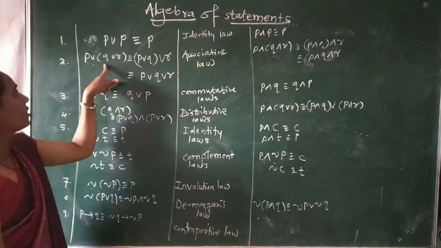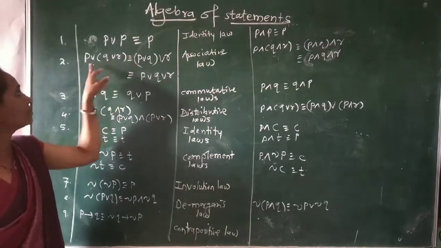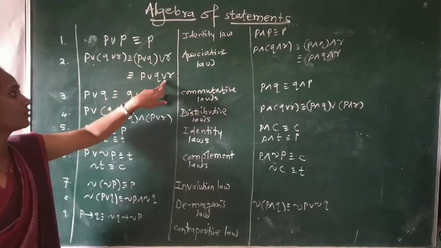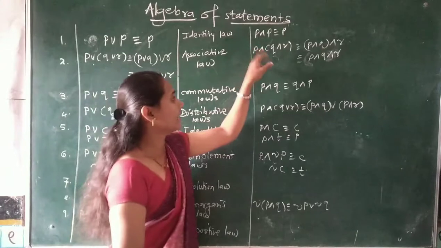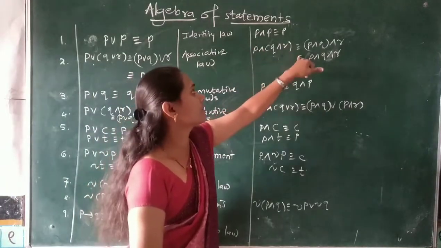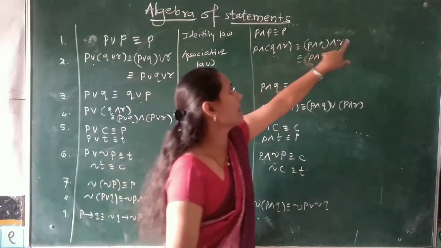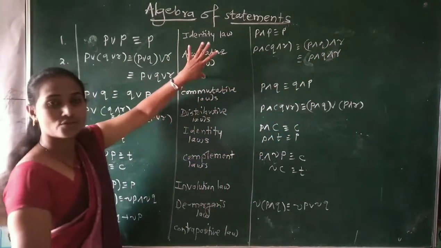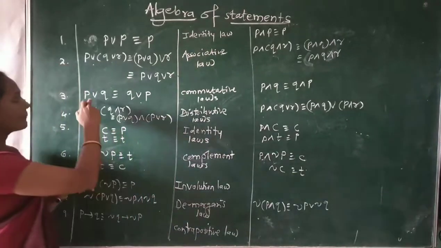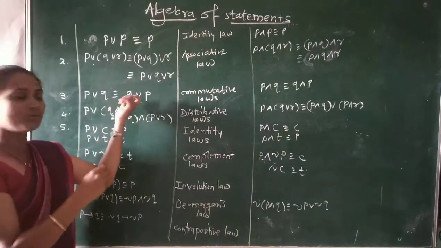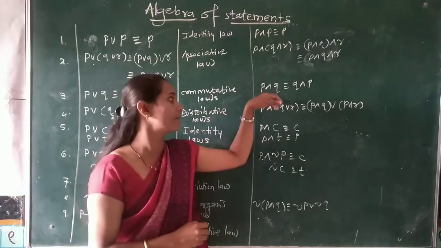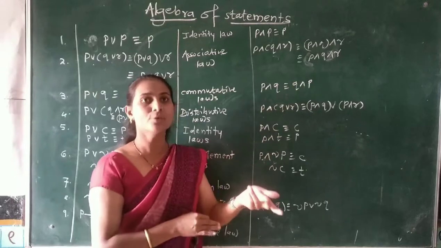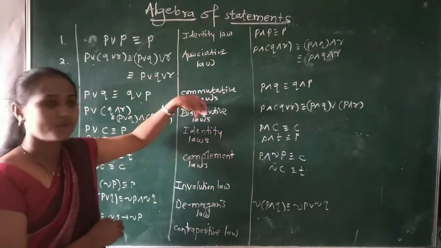Second one, P or (Q or R) is equivalent to (P or Q) or R, or similarly we can write P or Q or R. Also P and (Q and R) is equivalent to (P and Q) and R, or we can write P and Q and R, is called as associative law. Third one is P or Q is equivalent to Q or P, or P and Q is equivalent to Q and P. Similarly, A plus B is equal to B plus A, which is called as commutative law.